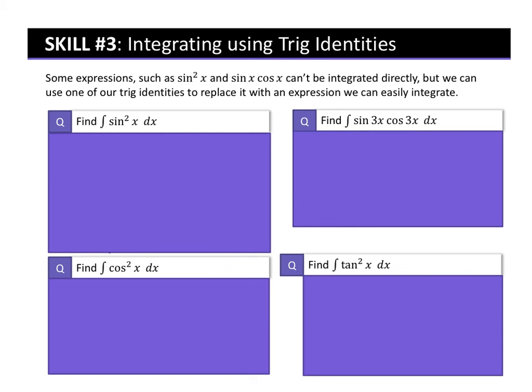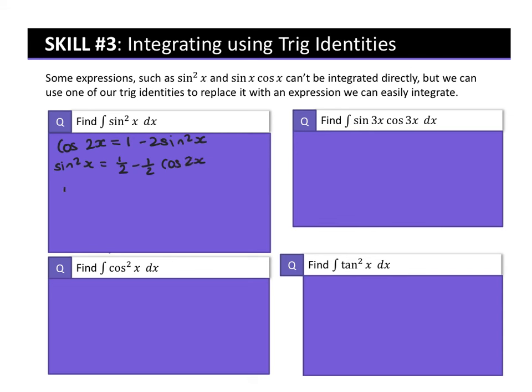So, sine squared x. What trig identity do I know that has sine squared x? Sine squared plus cos squared equals 1, but we don't know how to integrate a squared function yet. So the identity I do know is a double angle formula. I know that cos of 2x equals 1 minus 2 sine squared x. So that means that sine squared x equals a half minus a half cos of 2x.